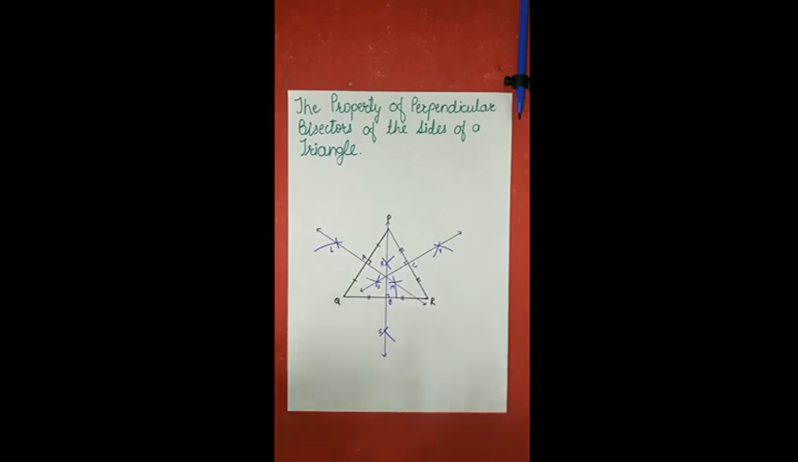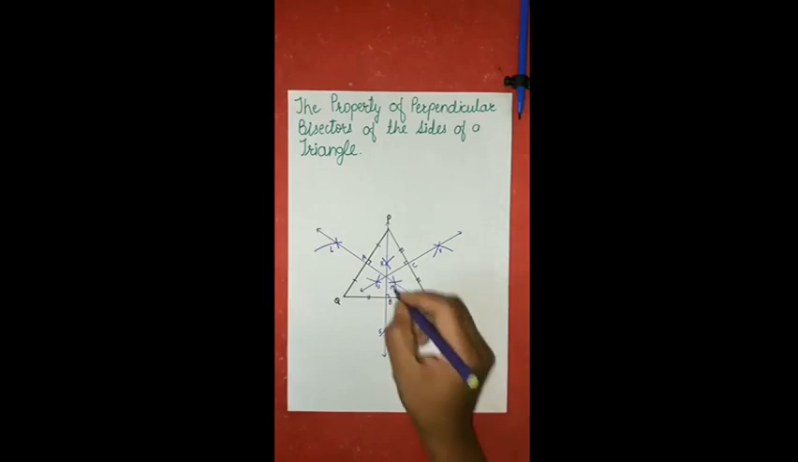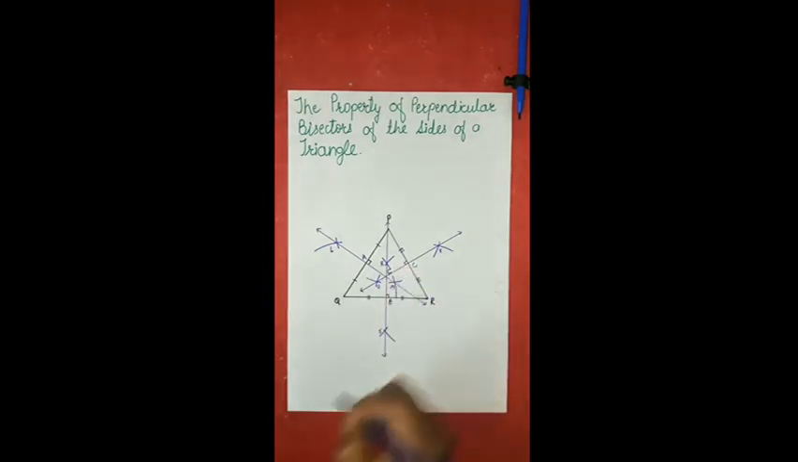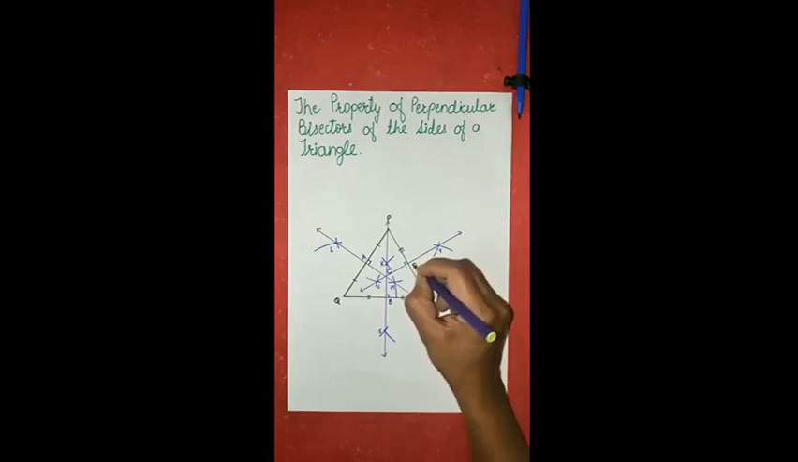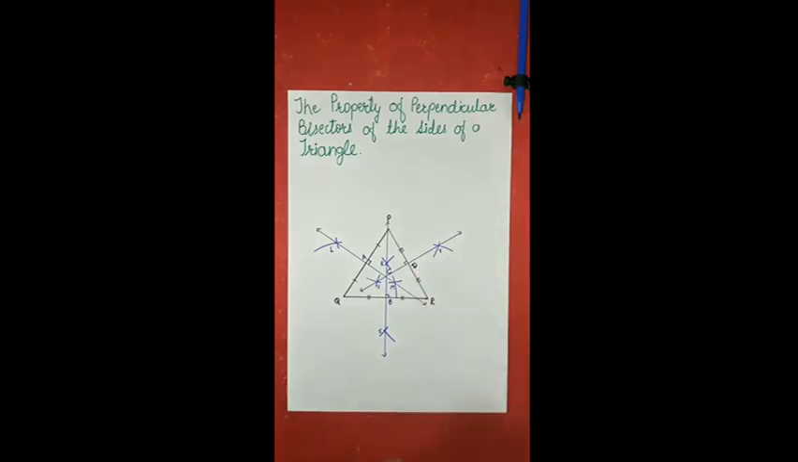Their common point of concurrence is called the circumcenter. It is represented by capital letter C. Now we will change this name. We will give it D because we cannot give the same name twice in one figure. Now this point of concurrence is called the circumcenter.